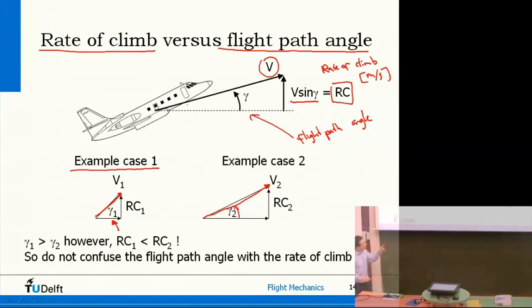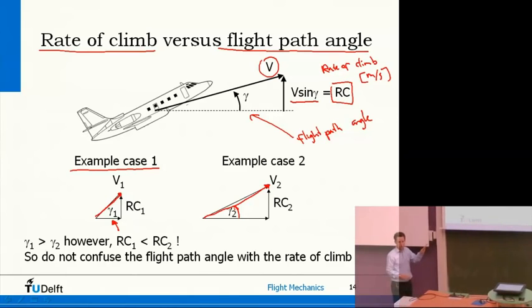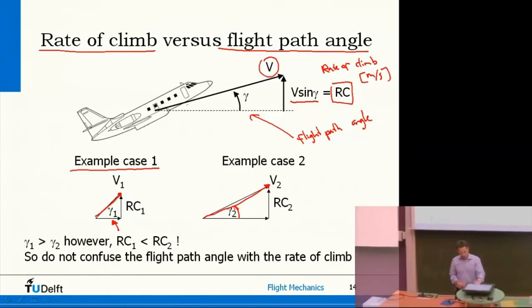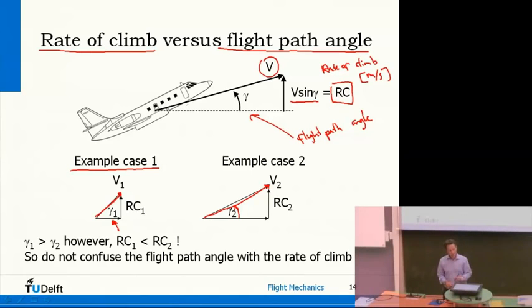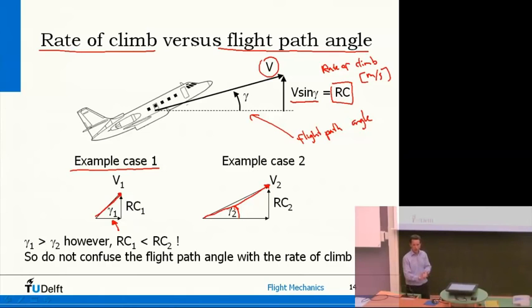Now if you look on the left, then the aircraft is actually climbing steeper, but if you look on the right, then the rate of climb, so the sine component of the flight path angle multiplied with airspeed, is actually larger. So even though in this scenario you're not climbing as steeply as on the one on the left, the rate of climb, so the time, is much better. So don't confuse these two. We have time and angle.